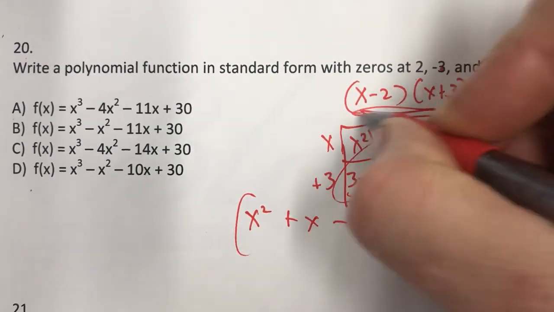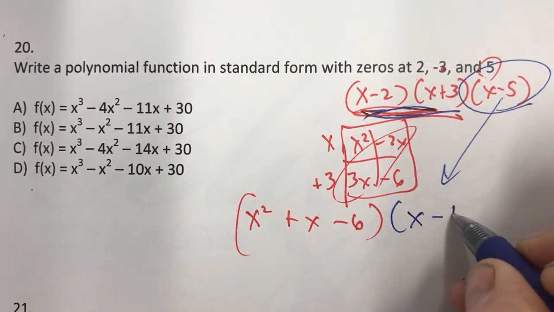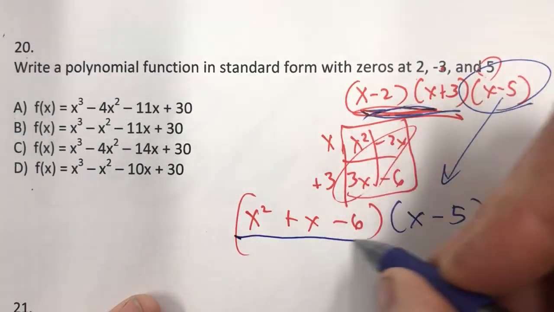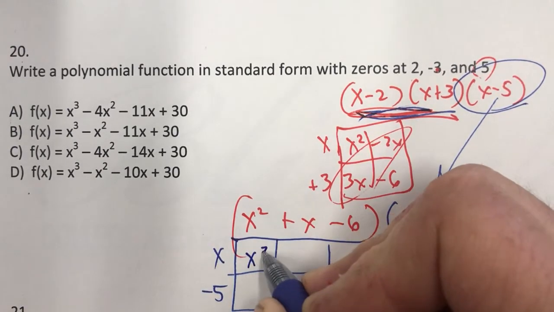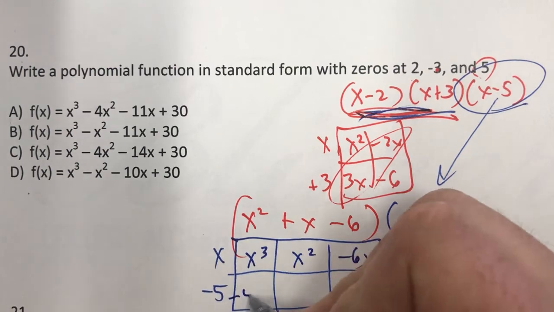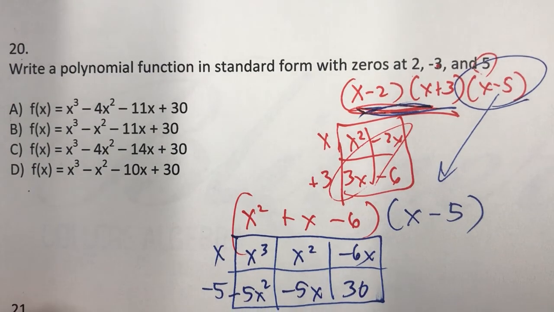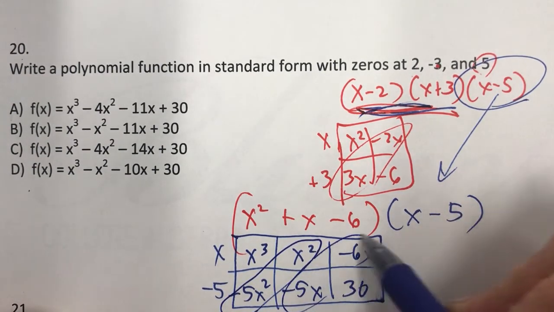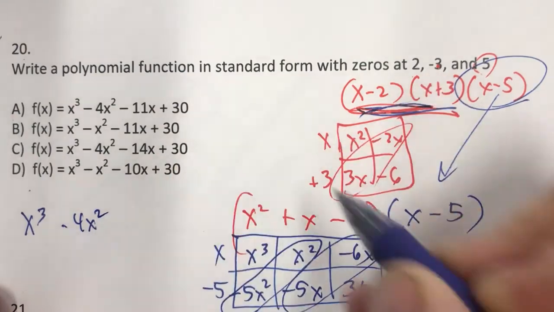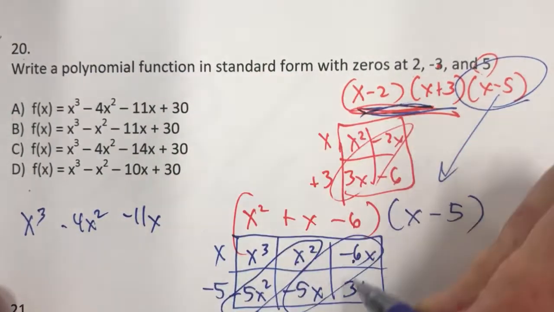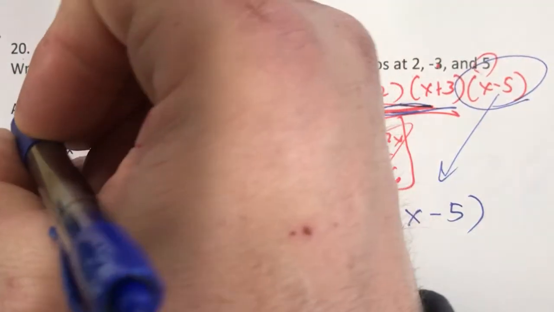All right, which means that's the product of these two. Now I've got to take this one and bring it down and multiply them together. So just build me a box here. Put x minus 5 on the side. This would be x to the third, x squared, negative 6x, negative 5x squared, negative 5x, and then 30. These two go together and those two go together. So I'm looking at x to the third. 1 plus negative 5 is negative 4x squared. Negative 6 plus negative 5 is negative 11x plus 30. That's A.